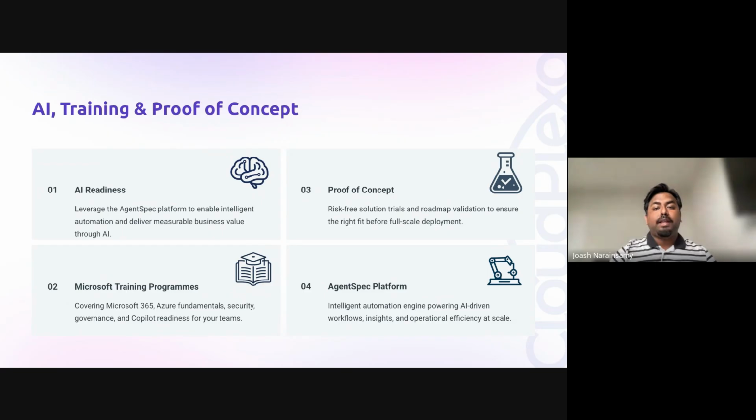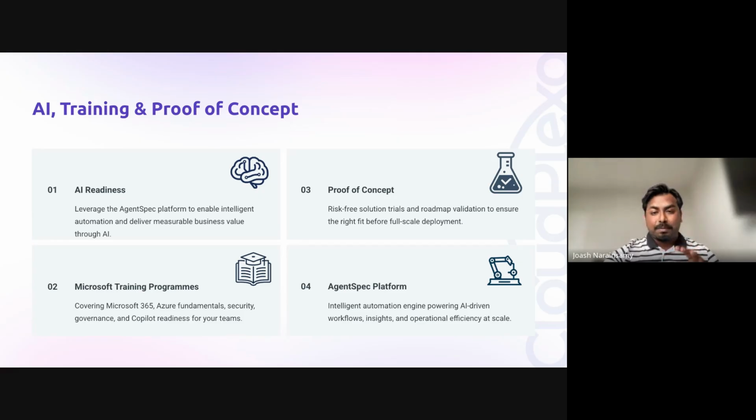So, preparing your organization for AI. Artificial intelligence is rapidly moving, as we all know, from experimentation into everyday business operations. But successful AI adoption isn't about deploying technology simply because it's available. It's about solving real business problems.